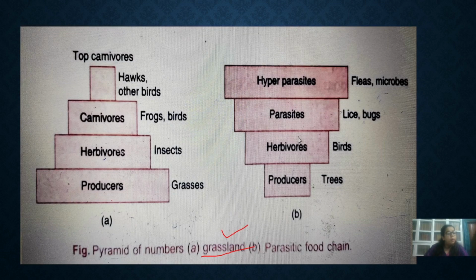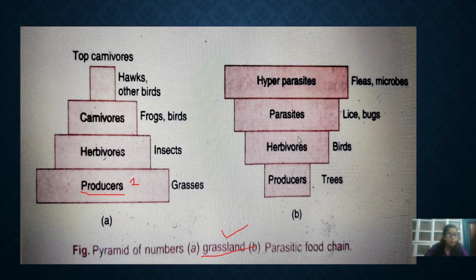How can you know that the number of producers in the grassland ecosystem is more? By seeing this base only, because gradually it is decreasing. You can see by this diagram, by this shape, you can depict that the number is gradually decreasing. The number of producers is first of all more, then the producers are fed by the herbivores, whose number is medium, then carnivores, and when it reaches the top carnivores, the number is very less.